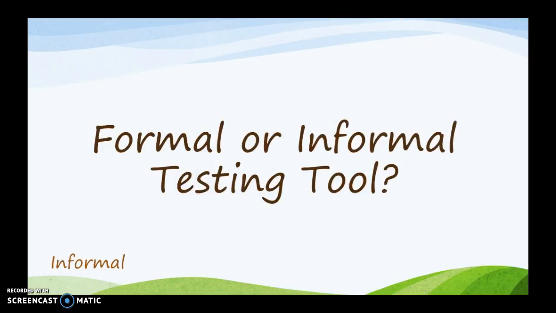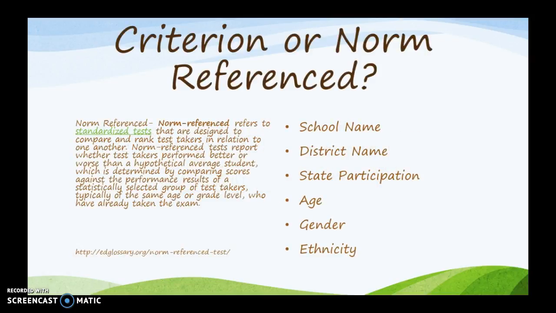This testing tool is actually informal, so they don't sit down and take a formal test. It's untimed and not given in a formal way. So is this testing tool criterion reference or norm reference? From what I found out, this tool is norm reference, and norm reference refers to standardized tests designed to compare and rank test takers in relationship to one another. This testing tool ranks these children by school name, district name, state participation, age, gender, and ethnicity.